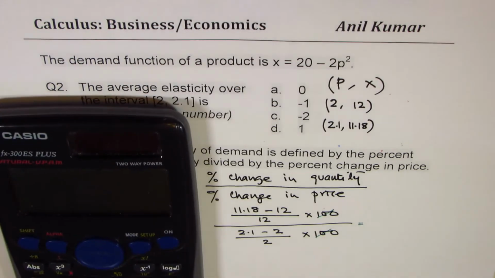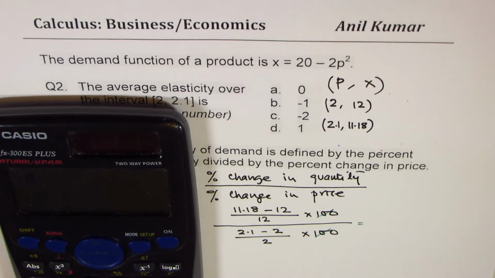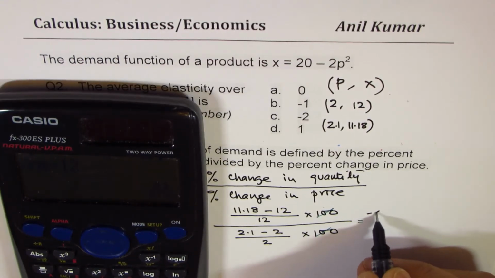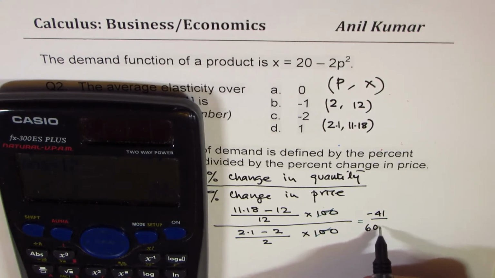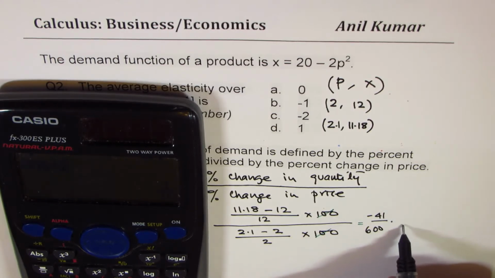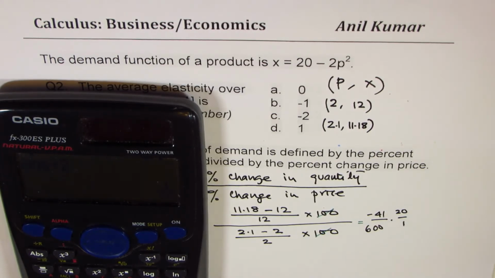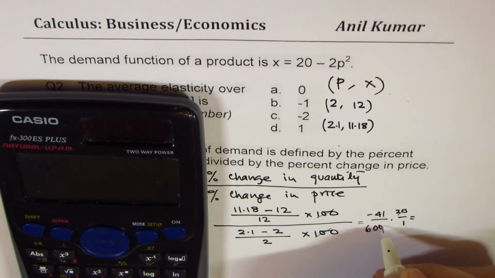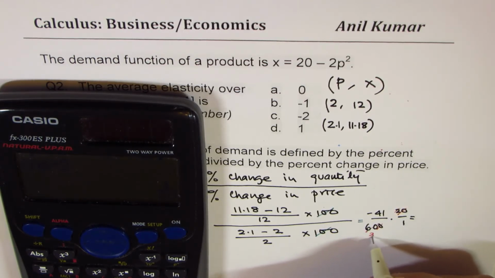Now let us do the calculation. What we have here is 11.18 minus 12 divided by 12, which is equal to, let's say, minus 41 over 600. And in the denominator, we have 5%, which is 2.1 minus 2 divided by 2, equal to 1 over 20. So it is 1 over 20, correct? That's what we get. So the exact value, you could calculate it as 30.